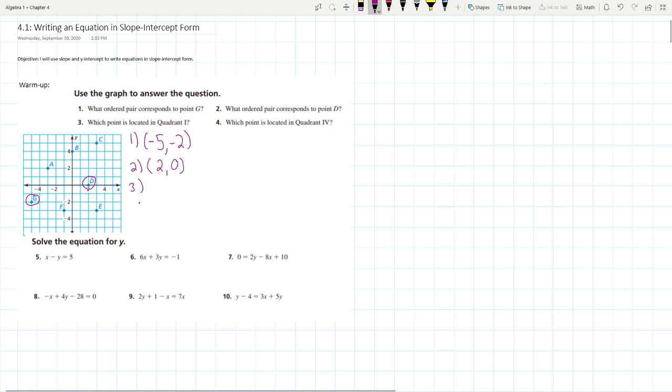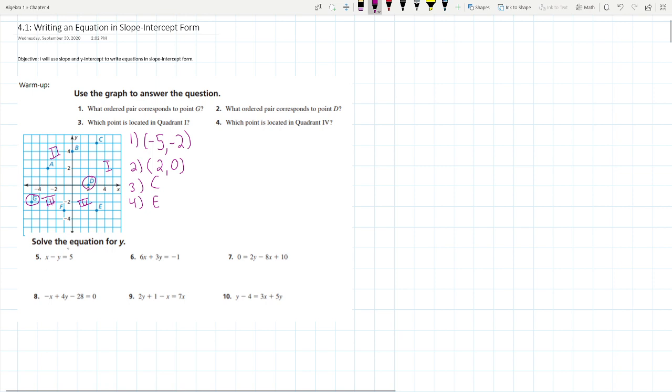Number 3 asks us which point is located in quadrant 1. In case you forgot, quadrant 1 is this upper right, and it goes counterclockwise, 2, 3, 4. These are often represented with Roman numerals. The only one that's fully in quadrant 1 is point C. Number 4 asks which point is located in quadrant 4. The only one that's fully in quadrant 4 is point E.